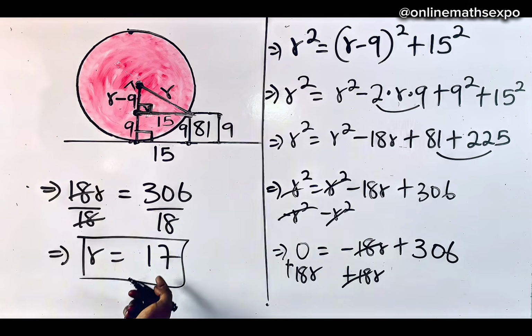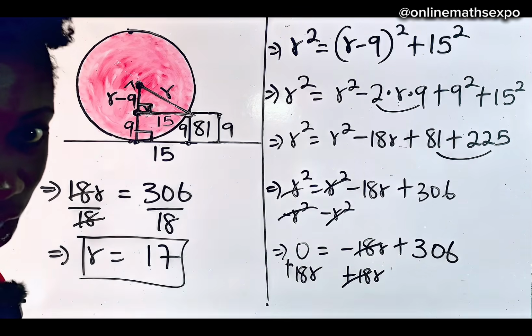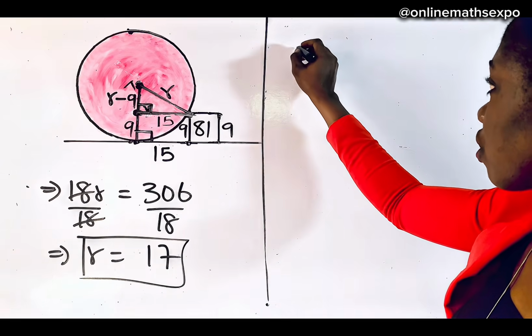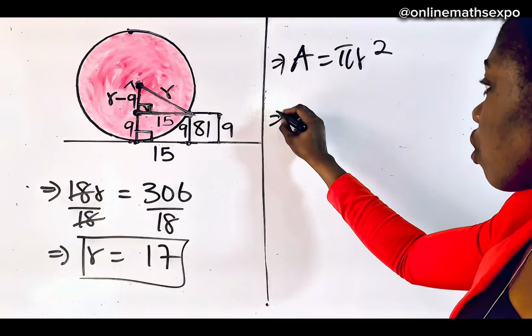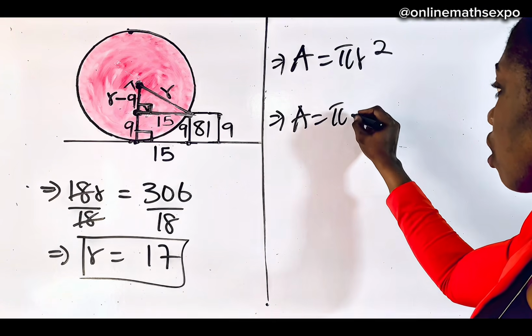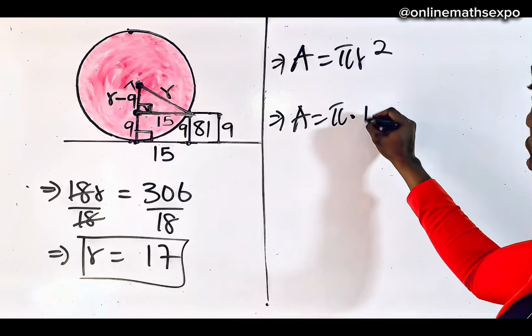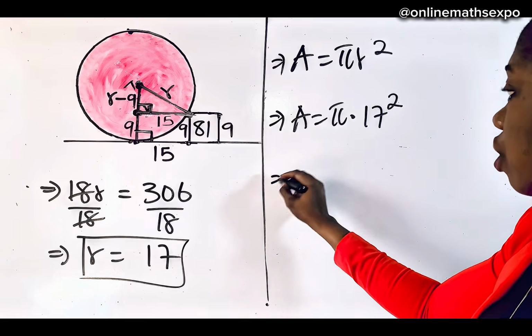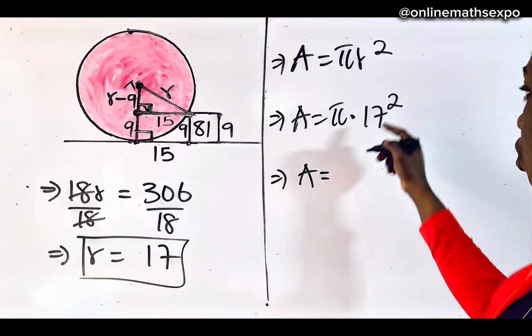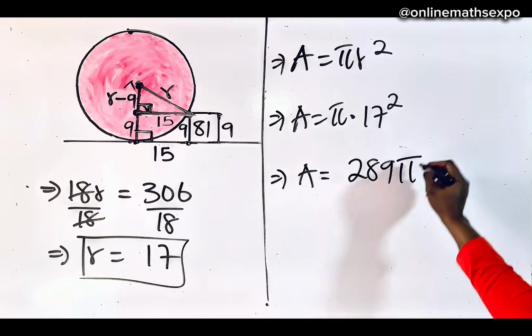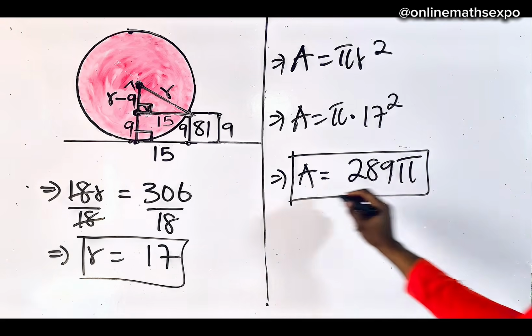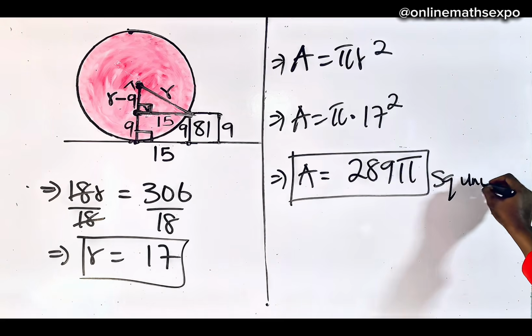Now that we have found the radius, let's find the area. So to find the area of the circle, remember we said it's pi r squared. So the area is pi multiplied by the radius, 17 squared. So we have area, 17 squared gives us 289 pi. So this is what we have for the area in square units.